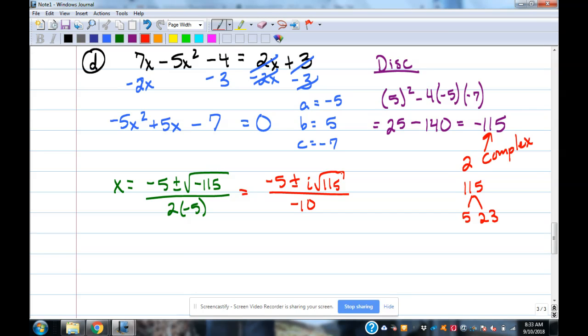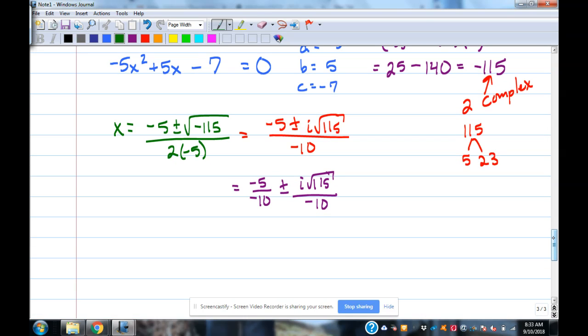Okay. Next thing to do is what? Split them apart. We got -5 divided by -10 plus or minus i radical 115 divided by -10. And then simplify those. 2 plus or minus, or not 2, 1/2 plus or minus. Now, can I simplify the 10 and the 115? Why not? 5 goes into both of them, though.